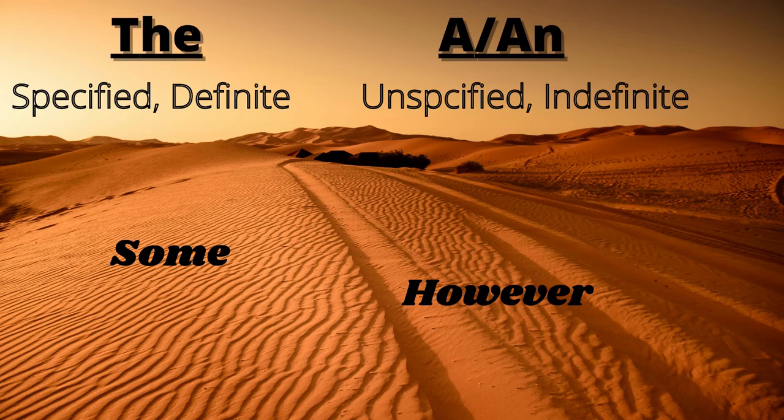We will use a and an when we want to relate to an unspecified noun. A and an is referred to as an indefinite article. It's important to remember that we will never use an uncountable noun, something that is intangible, which is also indefinite, with a and an. In these instances, we can use some, however. Read the sentences out loud with me.